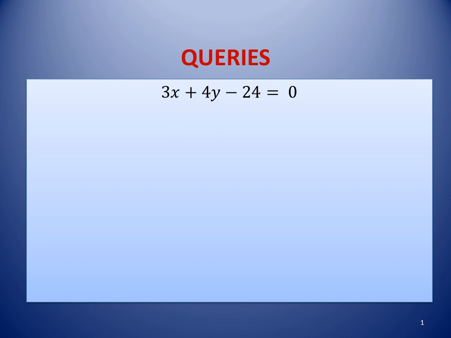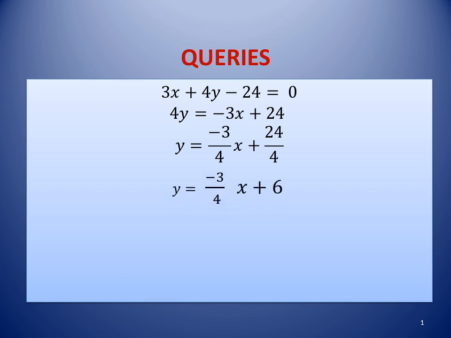First step is we will transfer all the terms except y to the right hand side, and we will keep y here like this. Now to make y the subject, we will divide both sides by the coefficient of y, which is 4. So when we divide this side by 4, we will get y, and when we divide the other side, we will get minus 3 by 4 x plus 24 over 4. And the final form of this equation in gradient intercept form is: y is equal to minus 3 by 4 x plus 6.